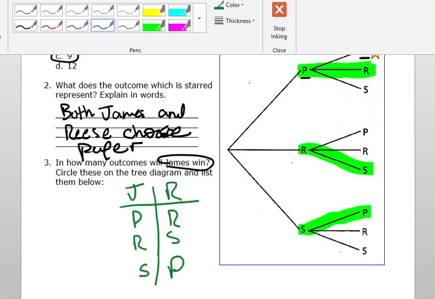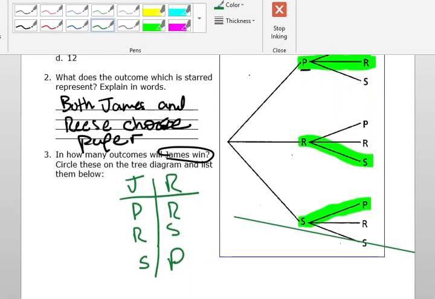You have 3 possible outcomes. You have a tie, you win, or you lose. So it would make sense that with my 9 possible outcomes, 3 of those are winning outcomes for James. And of course, there are 3 that are winning outcomes for Reese as well.